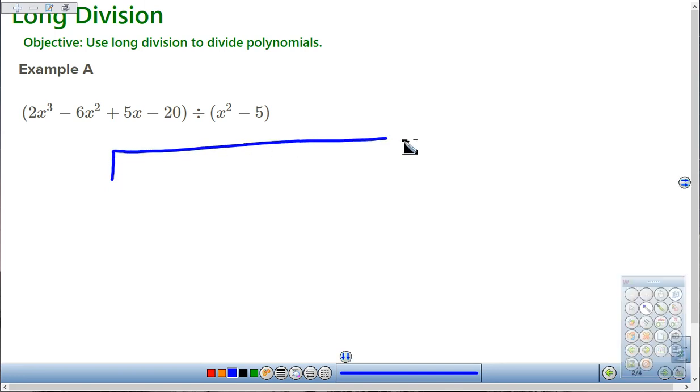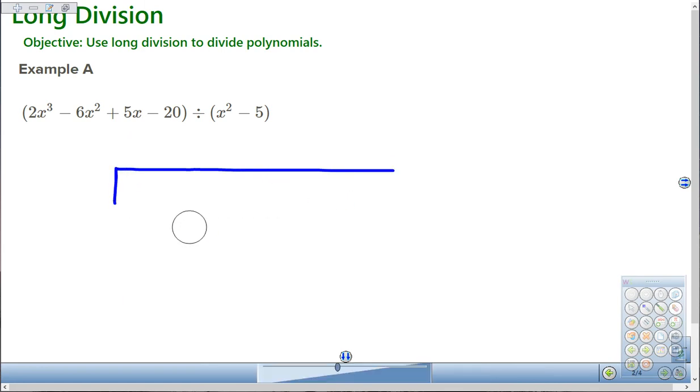There are a couple things that you need to check for. I'll leave myself a little more room. There are a couple things you need to check for before you get started. One of them is that if my highest degree here is 3, I have every number consecutively moving downward, and I have a term for each one of those.